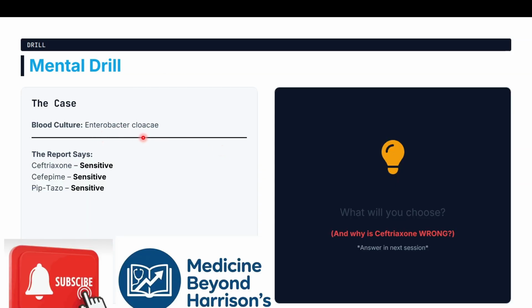For example, if your culture report shows Enterobacter cloacae, even if it is sensitive to ceftriaxone, sensitive to cefepime, and also sensitive to piperacillin tazobactam, what antibiotic will you choose for this organism? I will answer this question in the next session.